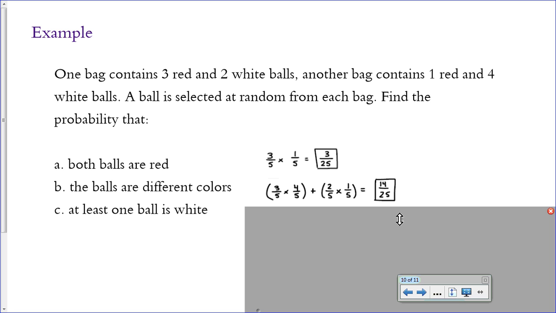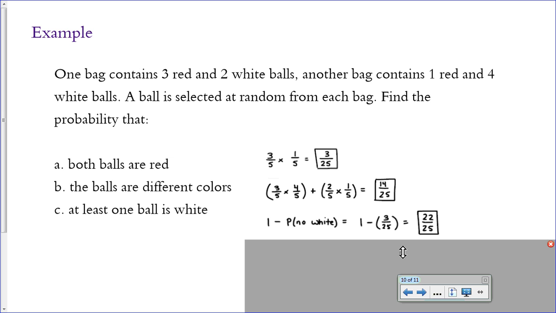And then finally, the probability that at least one of the balls would be white, which means I've got 3 choices: red, white, white, or white, red. But rather than summing together 3 different probabilities, remember you can also think about at least one as being the complement of none. And so it's going to be 1 minus no white balls. And since no white balls is the same as saying 2 red, it's just 1 minus our answer from part A, which ends up being 22 out of 25.